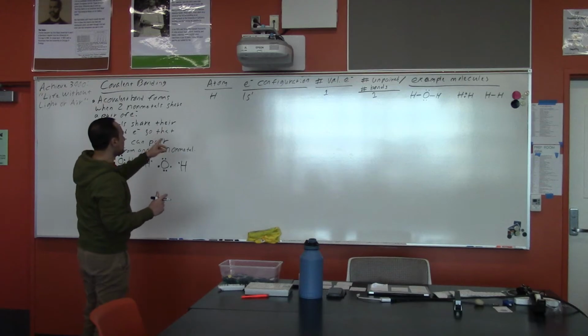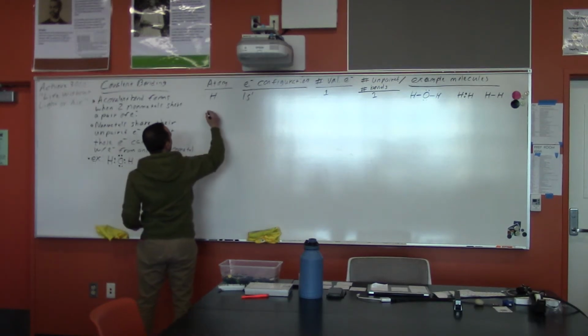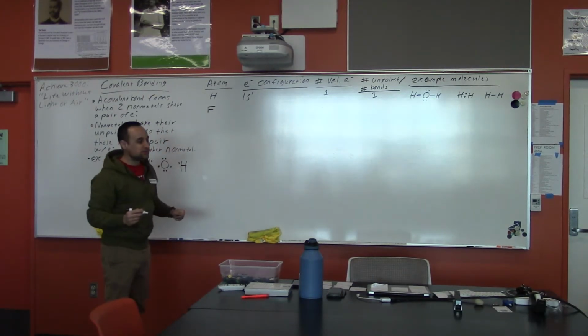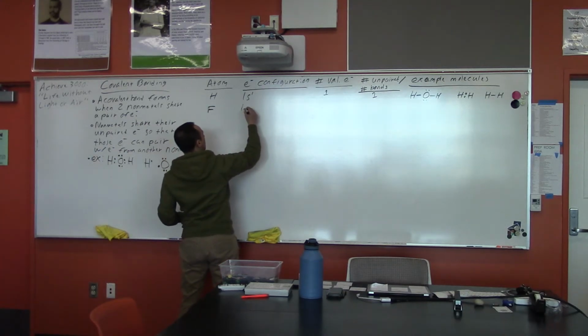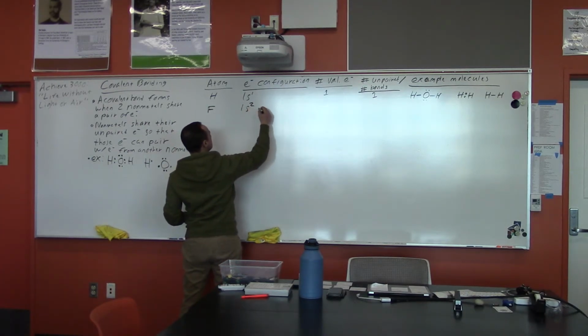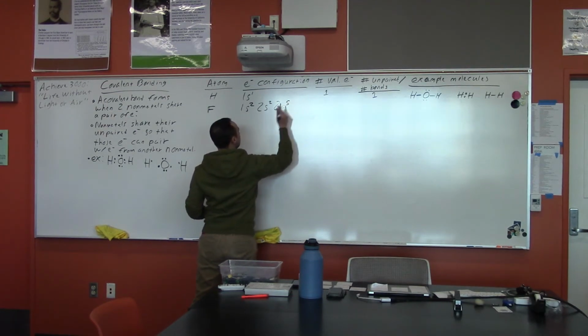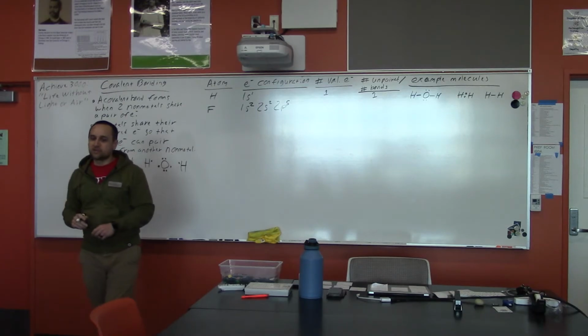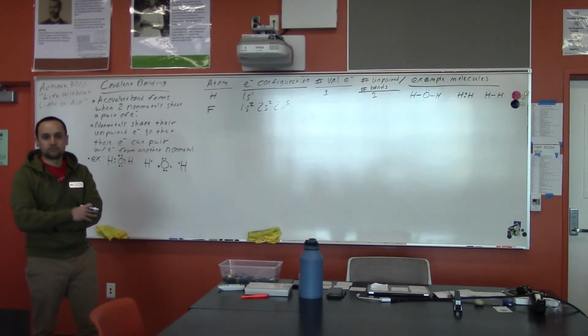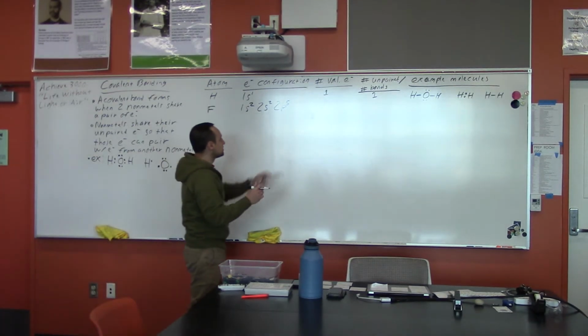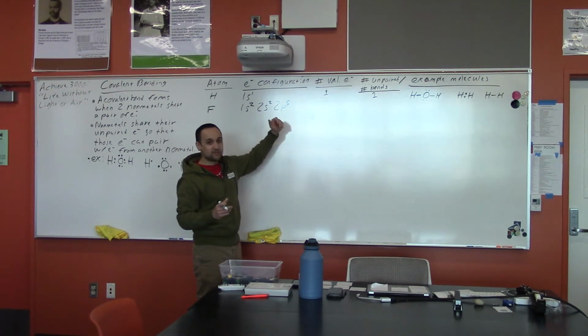So, first atom is hydrogen. Second atom is fluorine. So fluorine is 1s2, 2s2, 2p5. Okay, so how many valence electrons does fluorine have? 7. Wow, okay, pretty good. So we saw that 2 plus 5 gives 7.